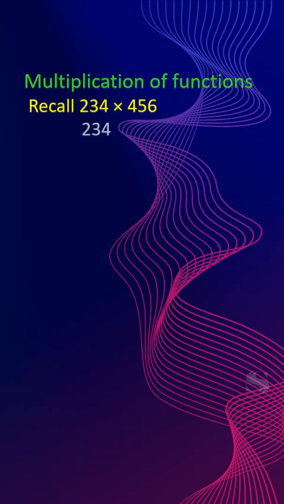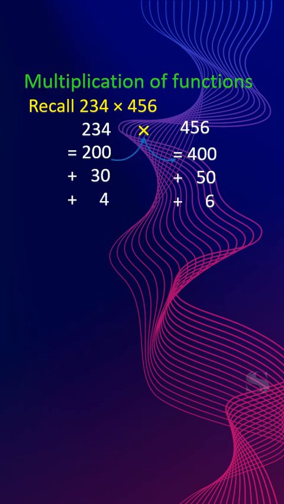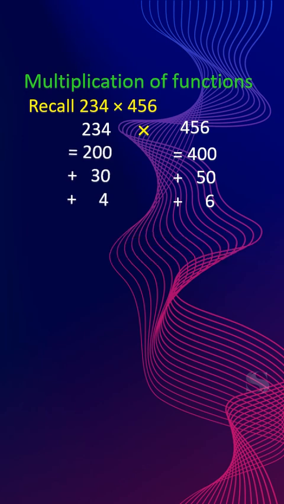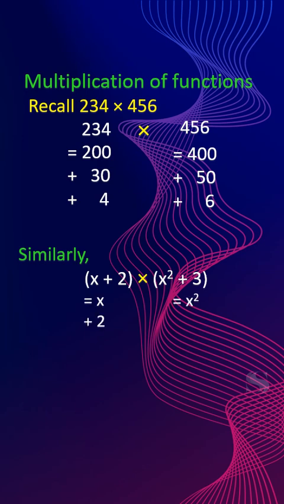Recall, when we multiply 234 and 456, we multiply 200 to 400, 50 and 6, then multiply 30 to 400, 50 and 6, and lastly multiply 4 to 400, 50 and 6. We get 9 individual products and add the like products. For example, all the hundreds are added together. Also recall, 234 is 200 plus 30 plus 4, and 456 is 400 plus 50 plus 6. Thus, there is just no difference in multiplication of functions and multiplication of numbers.